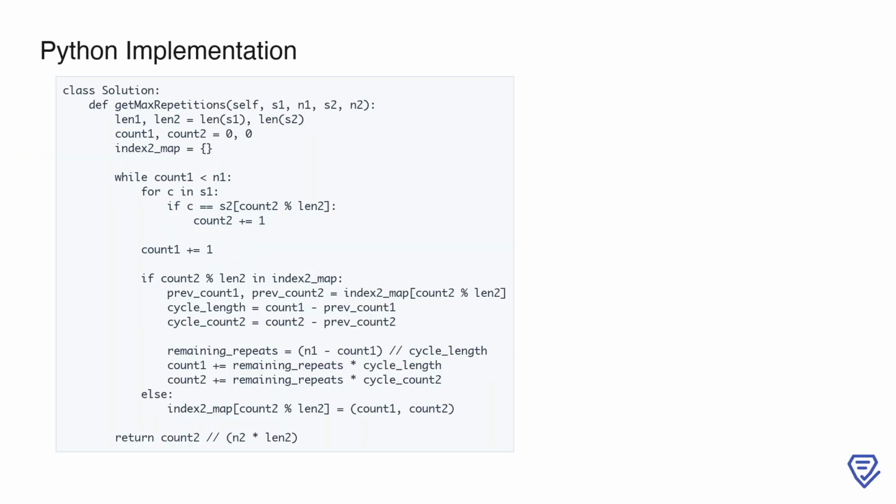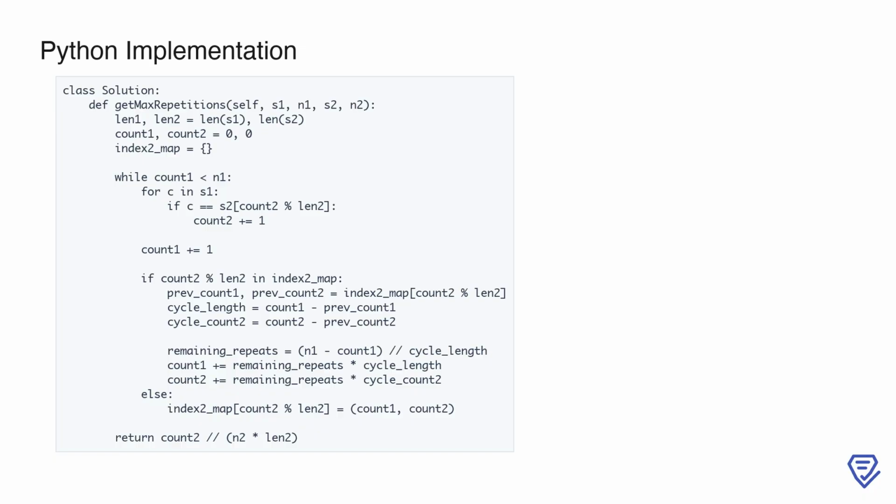This Python implementation solves the problem by analyzing the pattern formed when traversing S1 repeatedly to create subsequences of S2. The goal is to efficiently count how many times S2 can be formed as a subsequence when S1 is repeated N1 times. 1. Initialization. We start by determining the lengths of S1 and S2. We initialize count1 to track the number of S1 repetitions processed, and count2 to track the number of S2 characters matched. We also create a dictionary, index2_map, to detect cycles during processing.